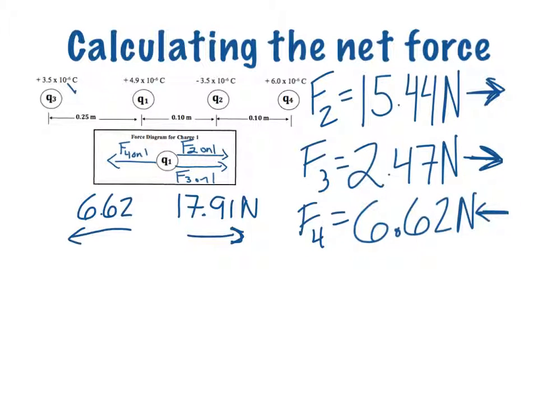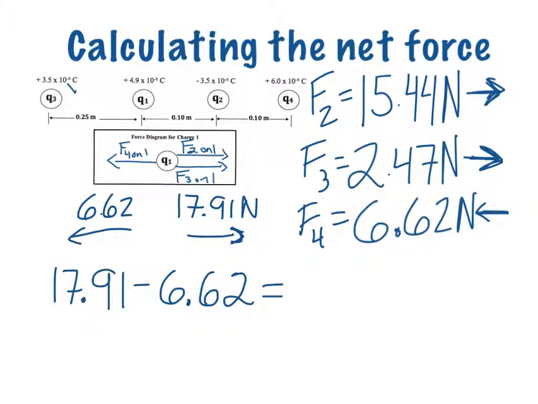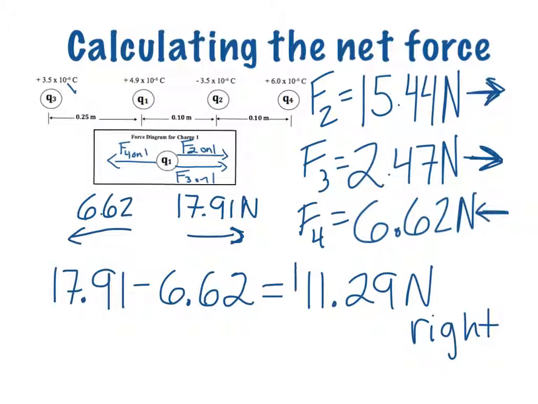So, based on that, I can tell that the net force is just how unbalanced the force diagram is. Remember, net force means how unbalanced our force diagram is. So in this case, the imbalance would be the difference between these two numbers here. So 17.91 minus 6.62, which would be 11.29 newtons. And I'm going to say to the right because the right force is bigger.